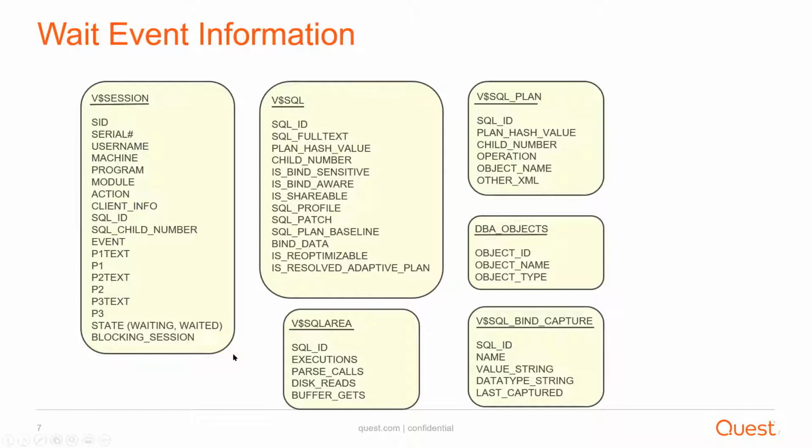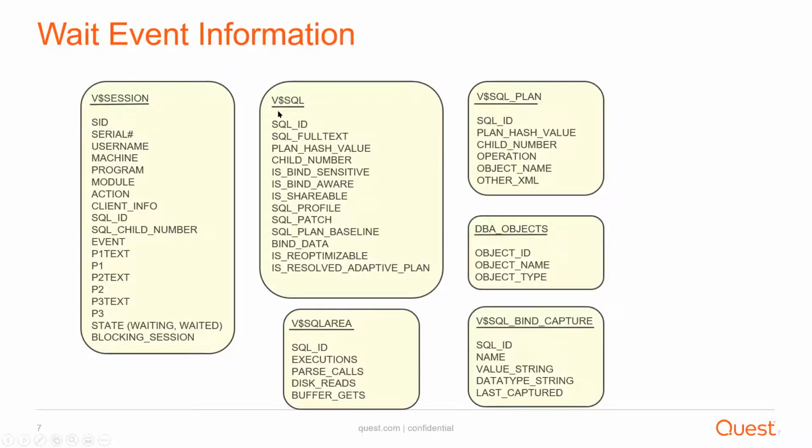Now, these are not all the $V views, and each of these views does not have all the columns either. I'm just giving you the wait information I would pull. So in $V session, and these are real-time in-memory tables, they're not persisted on disk, but they have performance data. In $V session, I get the SID and serial number, the username, the machine, the program. I can get the wait event, and any parameters about that wait event. I can get the state to see if it's waited or waiting, and then I can see if it's a blocking session.